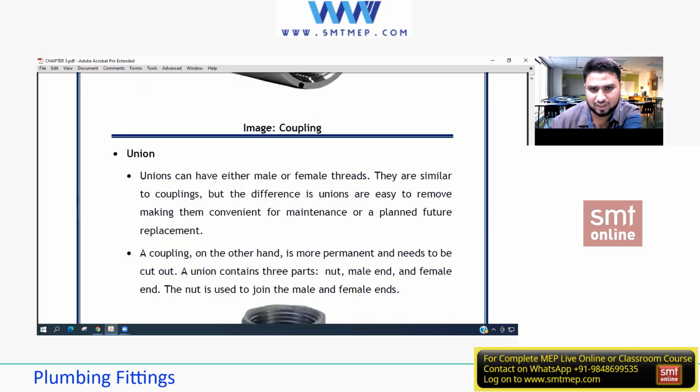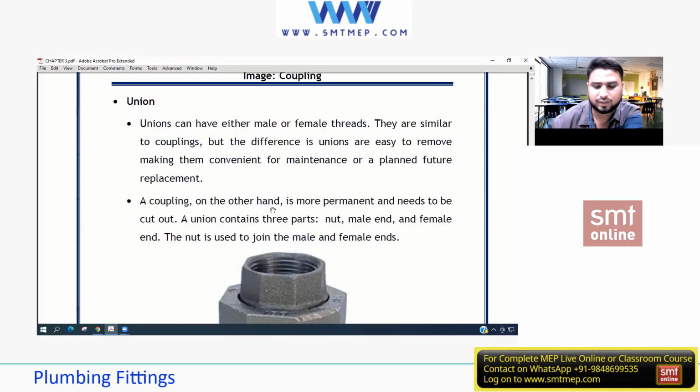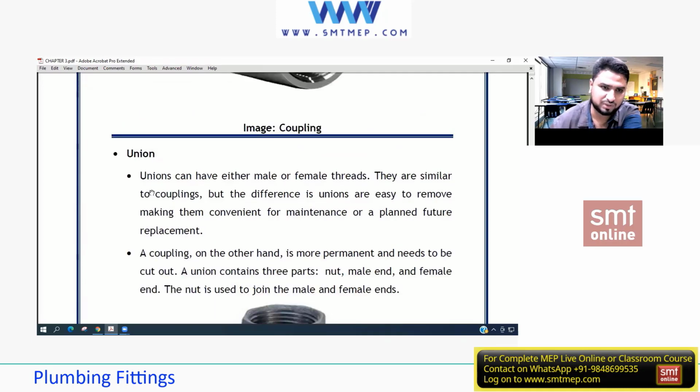A union is the same as a coupling, I can say. Again, it is also used to connect two pipes. But a coupling is permanent, and this is not permanent. You can see this nut and sleeve, so it can be easily installed and uninstalled. That means it can be removed and put back again, reinstalled. So this is not a permanent thing, because that was permanent.